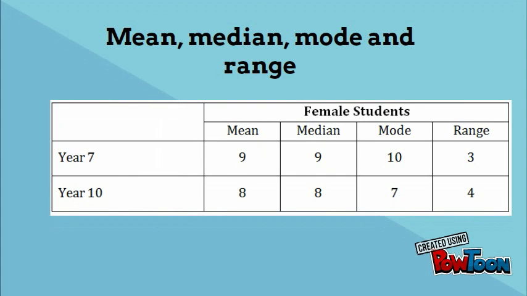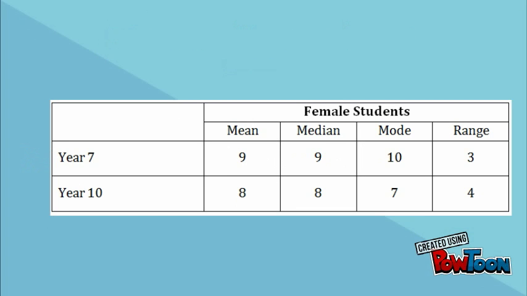The mean is the average of the hours of sleep, therefore shows the Year 7s have a high average of sleep. The median is the middle value. The mode is the most frequently occurring number, which shows the Year 7s have a higher mode, which is why their average is higher. And the range is the difference of the lowest and highest values.